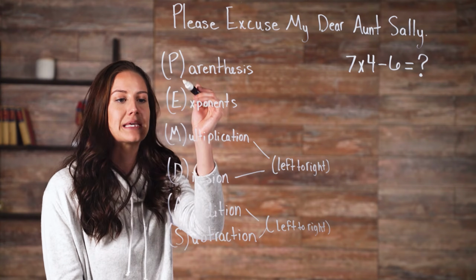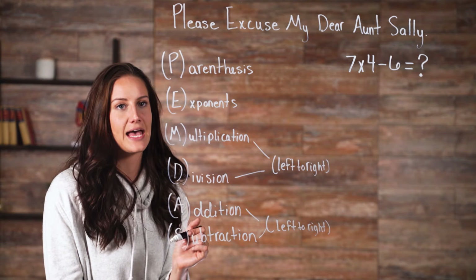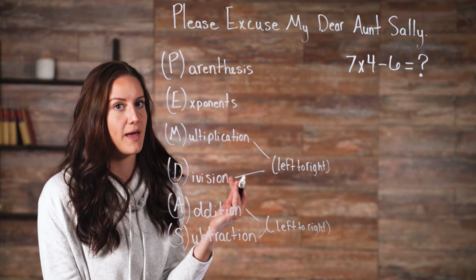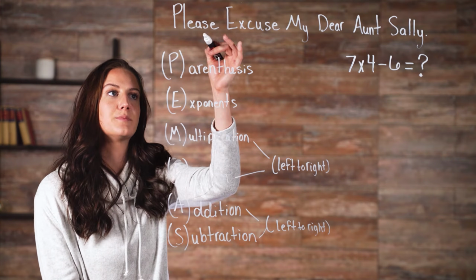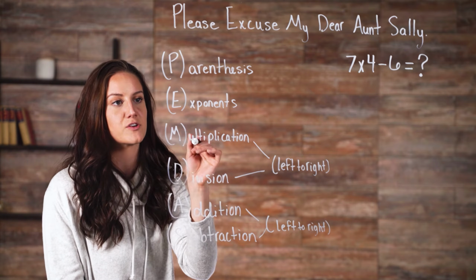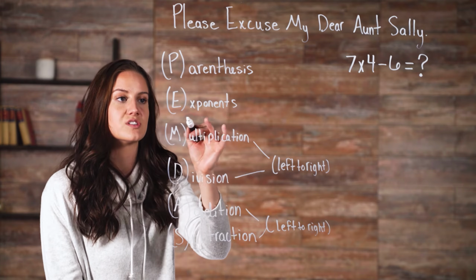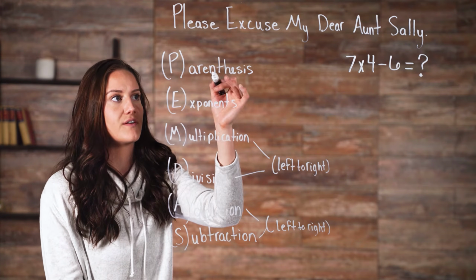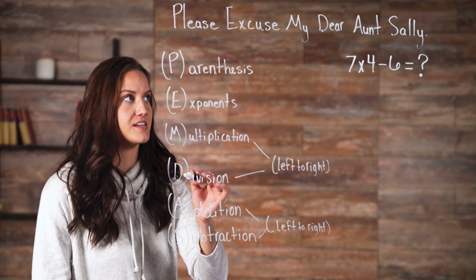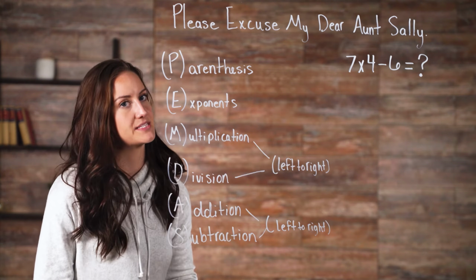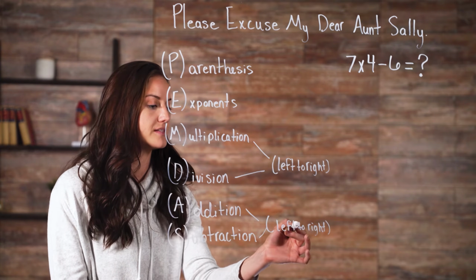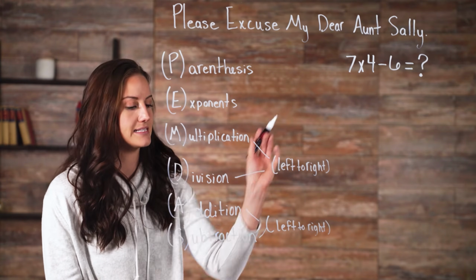It's an acronym, PEMDAS, that tells us in which order we should solve a mathematical problem. So first is please, which stands for parentheses. So we solve everything inside of the parentheses first. Then E, excuse, which is for exponents. We solve that after we solve everything in a parentheses. Multiplication, which is the my, and this happens from left to right. And then division, which is the dear, which also happens left to right. And then we have addition and subtraction, which also happens from left to right. And this is Aunt and Sally.